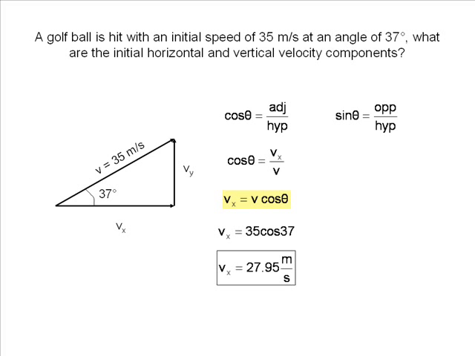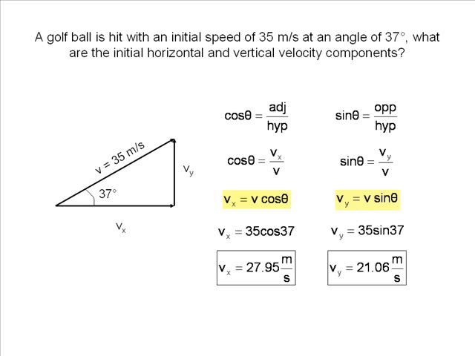In the vertical direction, we will use sine as our trig function to solve for the opposite side. We will substitute in Vy for our opposite side and V for our hypotenuse. We rearrange the equation to solve for Vy. This will be the equation that we always use to solve for the y component of a vector. Substitute in our given data and find the y component of the velocity.